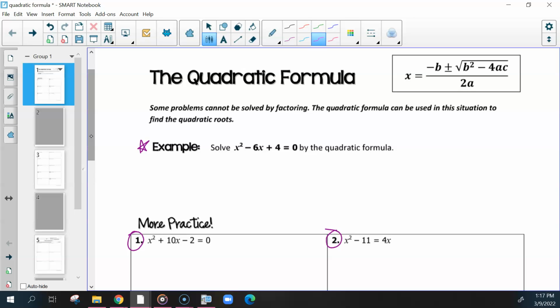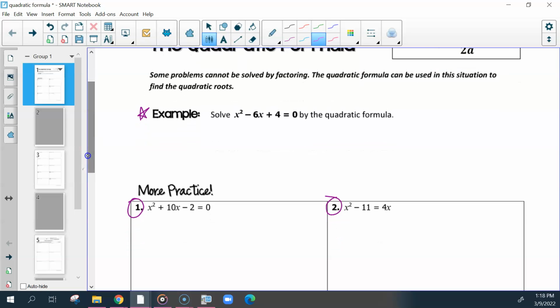We did not talk about solving by factoring, but that's something you'll do in Algebra 2. But if factoring doesn't work, then this is what you would do. So for this example, you need to list out what your A, B, and C values are. Do that for all of your problems, no matter what.